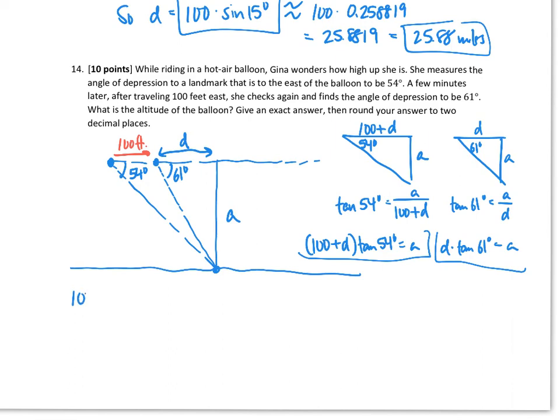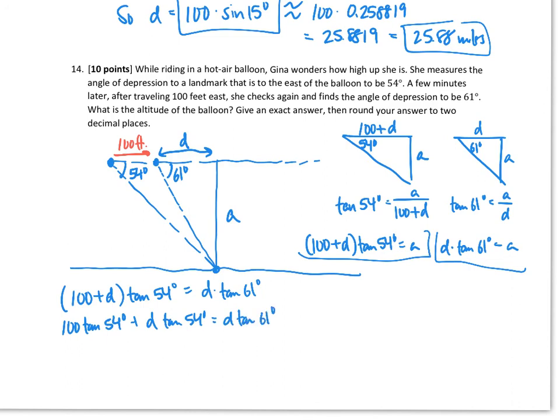So we get 100 plus D times the tan of 54 equals D times the tan of 61. And we can solve that for D. So let's multiply this out. We get 100 times the tan of 54 plus D times the tan of 54 equals D times the tan of 61.